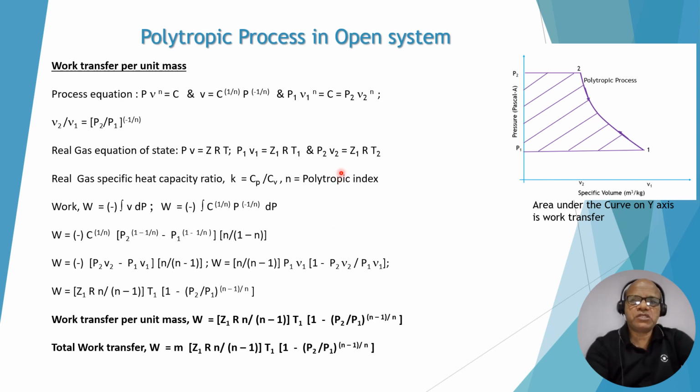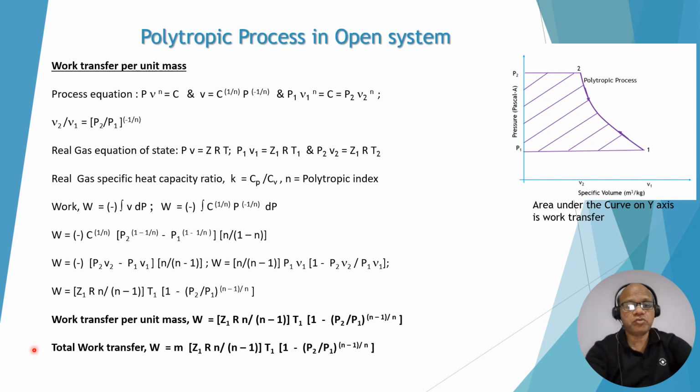Now the polytropic process in the open system. Again on a PV diagram, you can see the area under the curve on the y-axis will be equal to work transfer, with the same equation, just W is equal to minus integration of VdP. Putting in all these values, we finally come to W is equal to Z1 R n upon (n minus 1) into T1 into brackets 1 minus (P2 by P1) to the power (n minus 1) upon n.